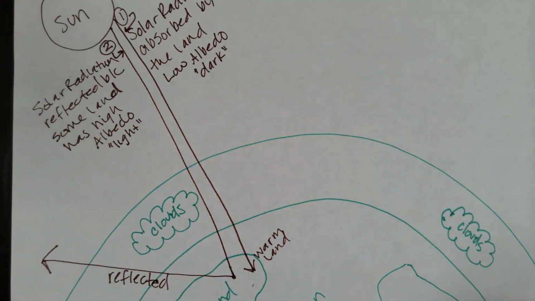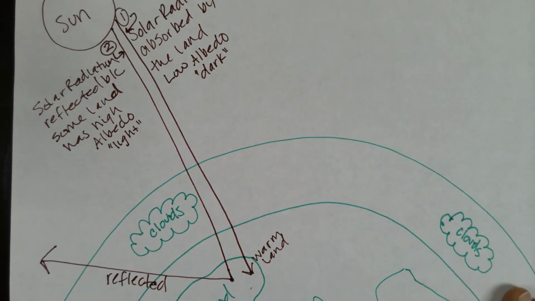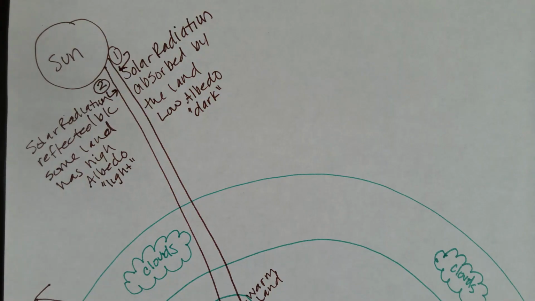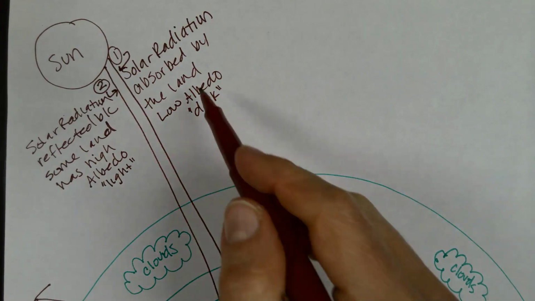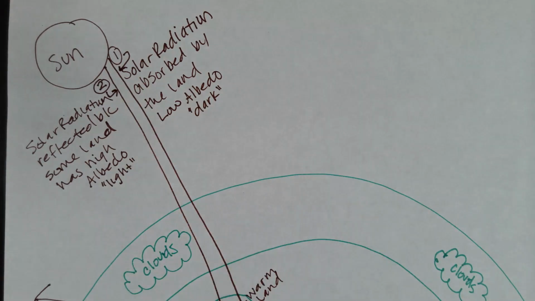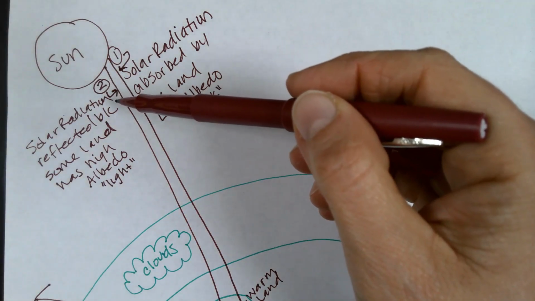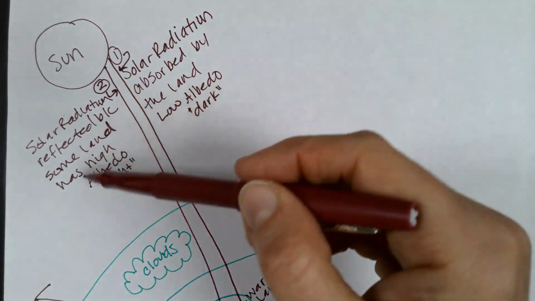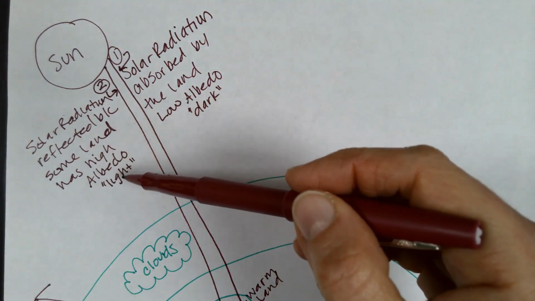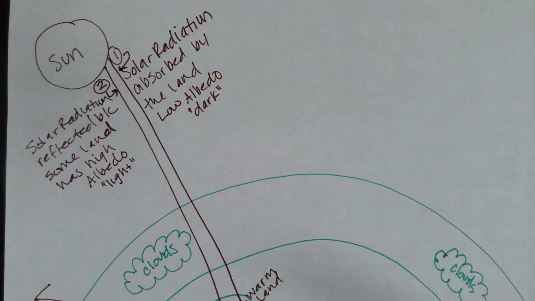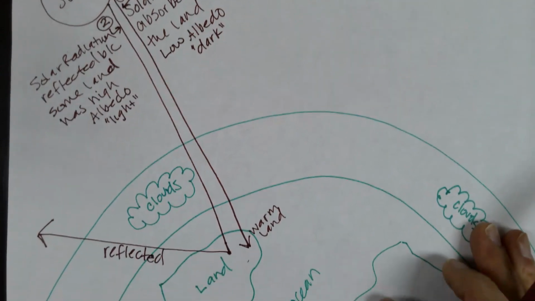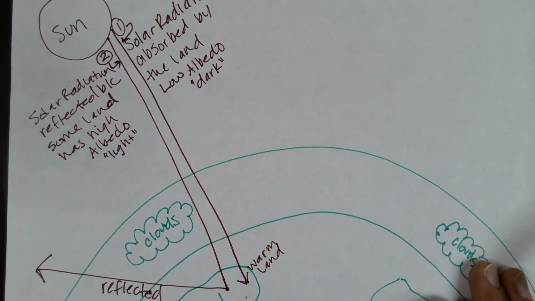So the sun can do both of those things. You can have solar radiation that's absorbed by the land, and it just goes right on the land and it warms it. And you can also have solar radiation that is reflected because some land has high albedo. It's going to be light, okay? And so that gets reflected.